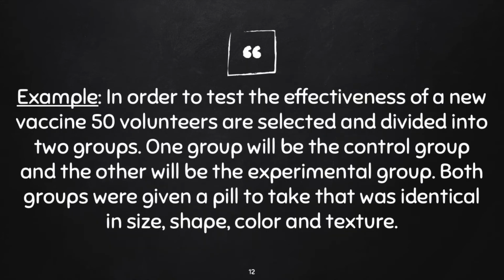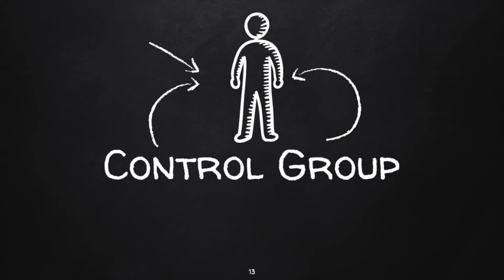For example, in order to test the effectiveness of a new vaccine, 50 volunteers are selected and divided into two groups. One group will be the control group and the other will be the experimental group. Both groups are given a pill to take that is identical in size, shape, color, and texture. So this was the experimental design.